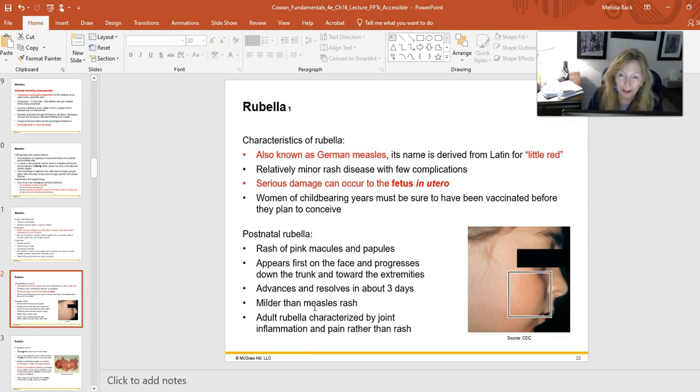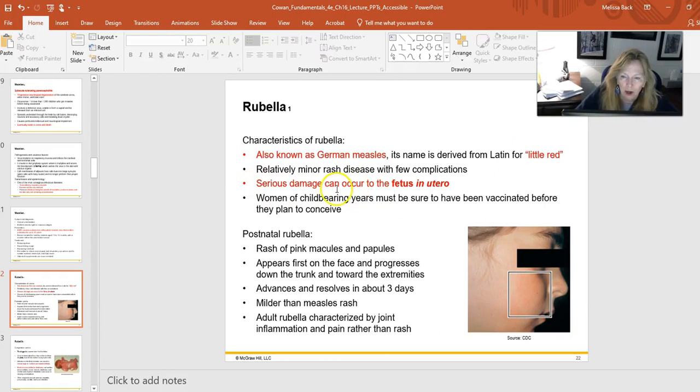Rubella is also a disease that we think of. It is from another, a different virus. It is called little red because it is a slightly milder version of rubeola, which was what caused measles. So it's referred to as little red.